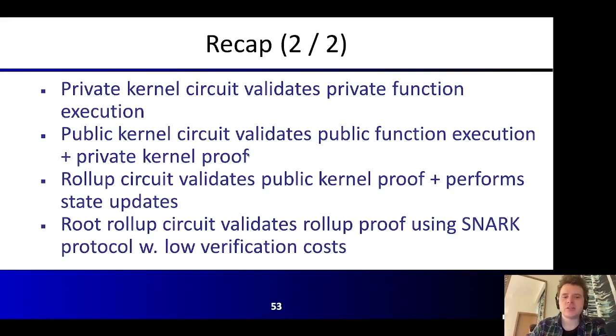You then have a similar structure for your public kernel circuit, which does the same as the private kernel circuit, but it processes the public function call stack and verifies the correctness of the original private kernel proof. You then have a roll-up circuit that verifies the public kernel proof and performs all of the required state updates, because up until this point, no state updates have been performed, as in no Merkle tree roots have been modified. All that's happened is that these kernel circuits are spitting out state update instructions that a roll-up circuit needs to process. And then finally, you have a root roll-up circuit, which verifies the roll-up proof using a SNARK protocol with very low verification costs, but probably very high proof costs.